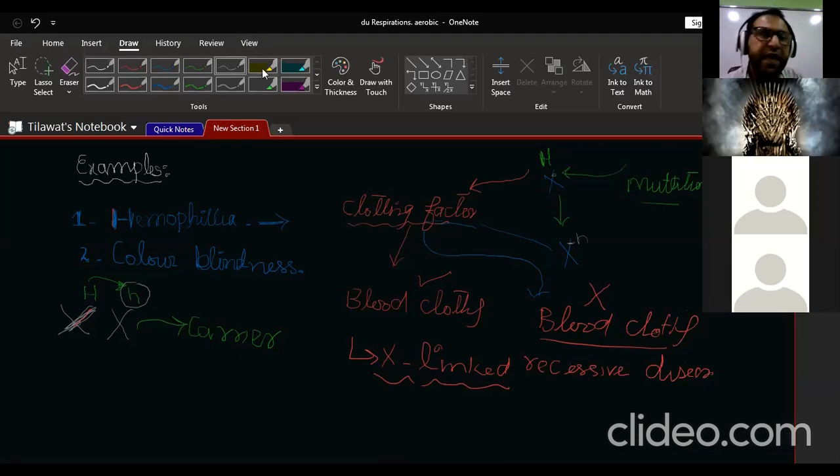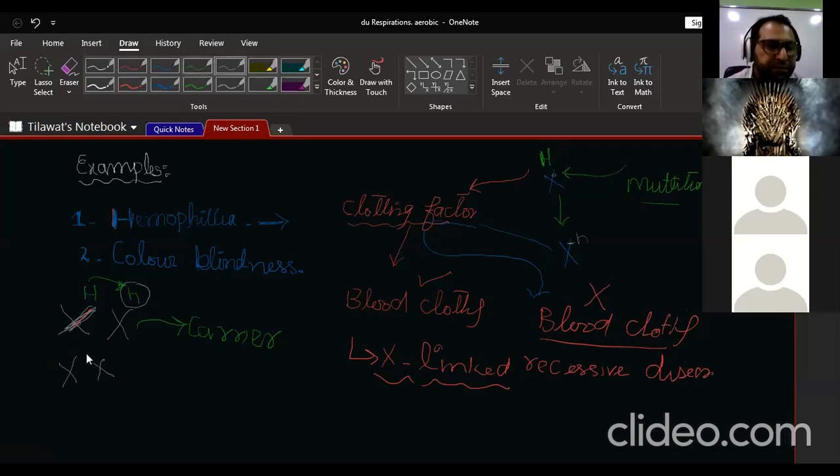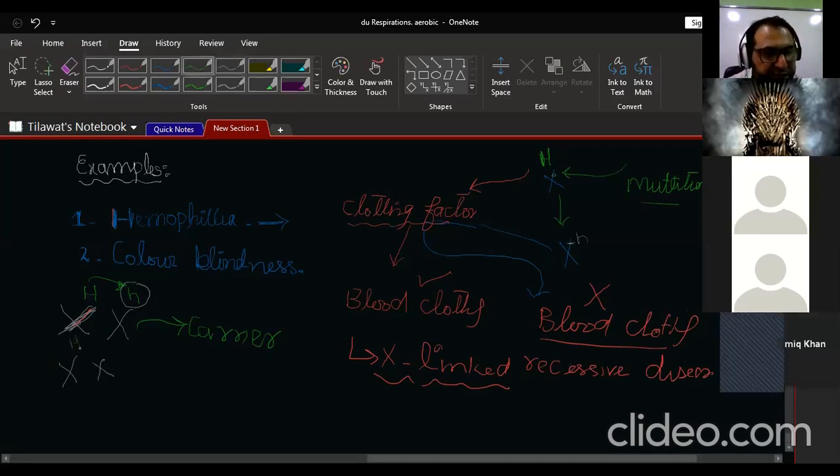For instance, we have another female, these two, and she has this condition, capital H and capital H. So she is what? Completely normal.